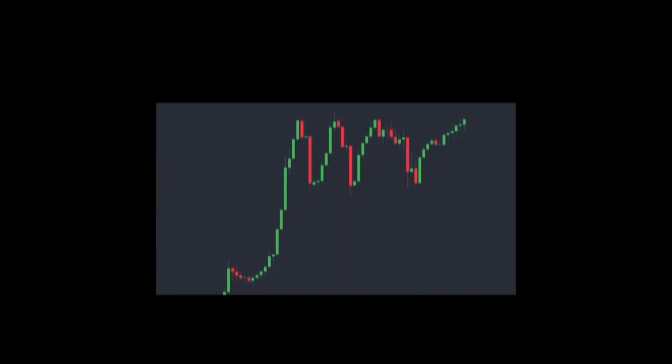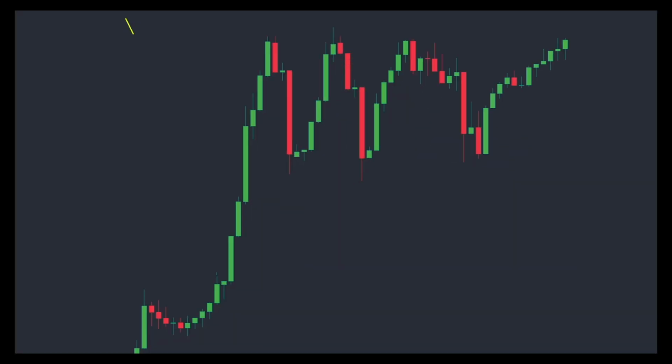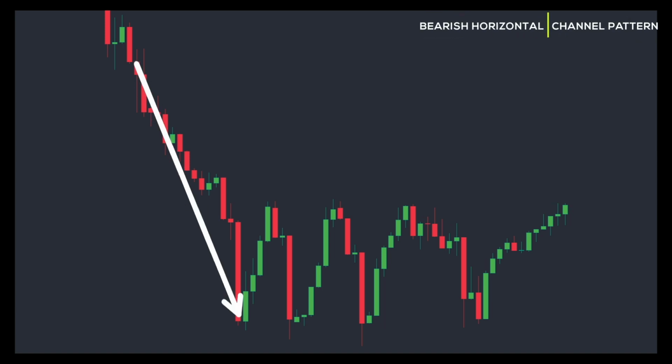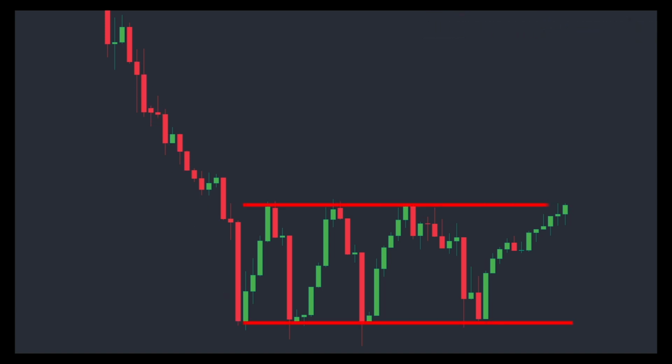Also, this pattern can be formed in both a bullish and a bearish market. A bullish horizontal channel starts with an uptrend followed by the pattern formation. A bearish horizontal channel starts with a downtrend followed by the pattern formation.